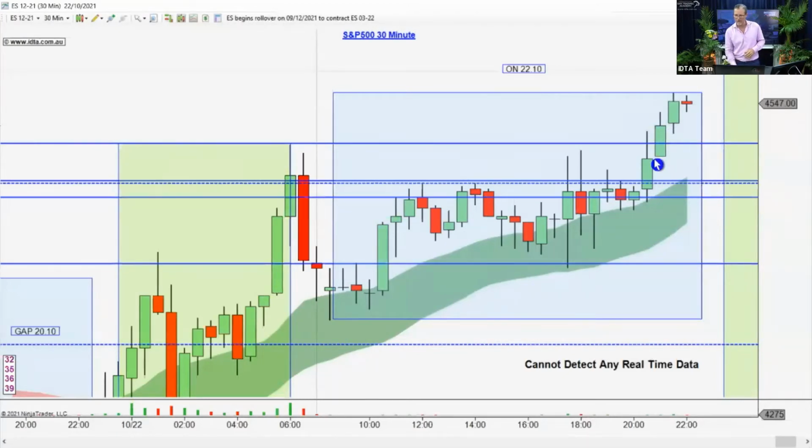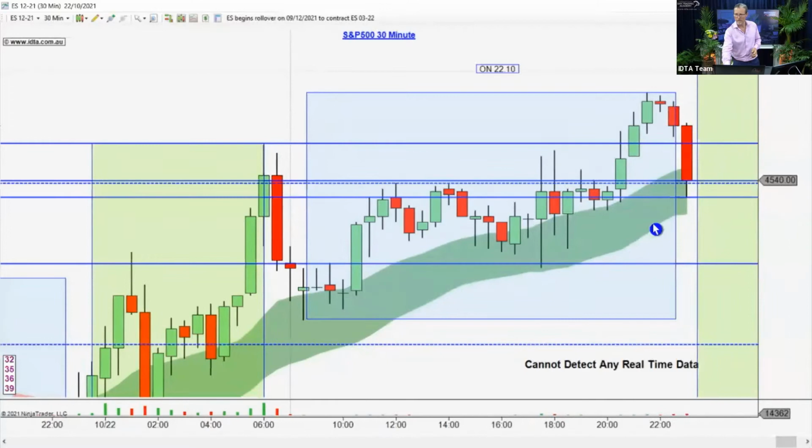Let's see what happens though. Remember the odds that we're likely going to come back to the gap. There we go. We came back to the gap, and what candle was that? That was the 11 o'clock candle. So even before the pre-market, the market came back into a balanced state.